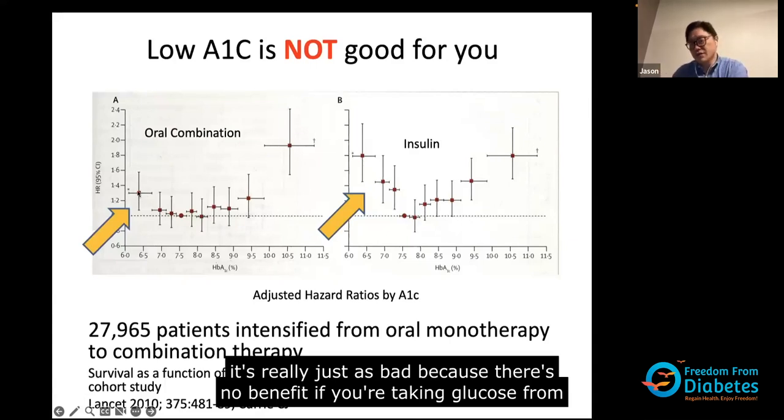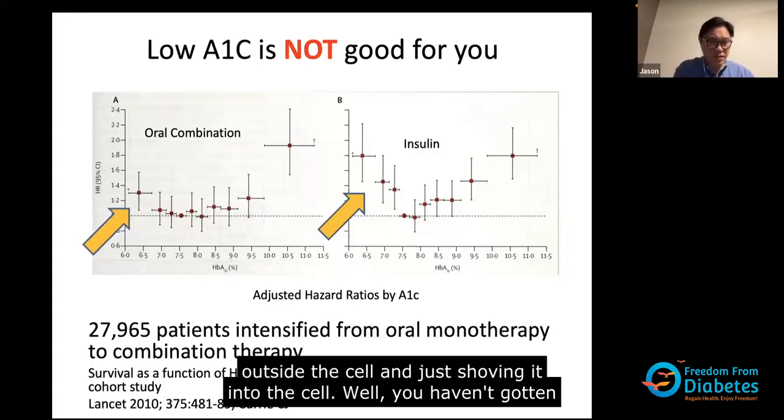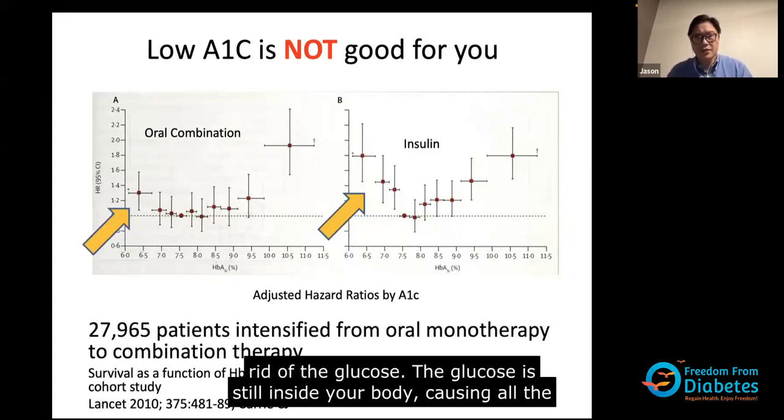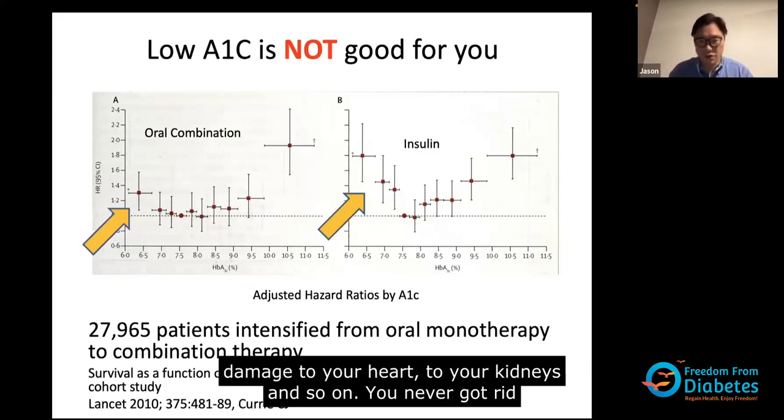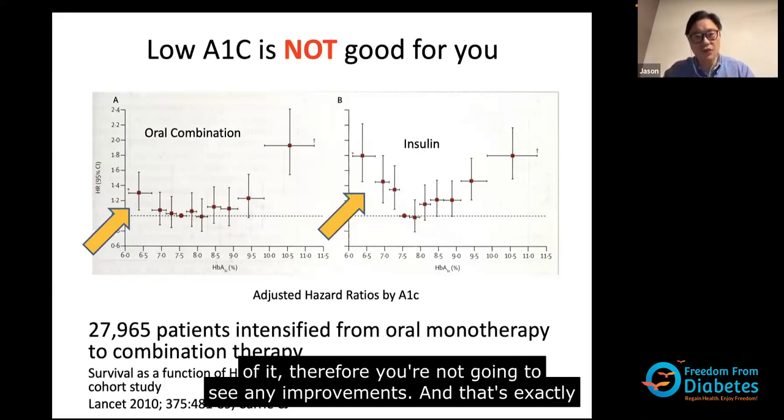If you're taking glucose from outside the cell and just shoving it into the cell, well, you haven't gotten rid of the glucose. The glucose is still inside your body, causing all the damage to your heart, to your kidneys, and so on. You never got rid of it. Therefore, you're not going to see any improvements.